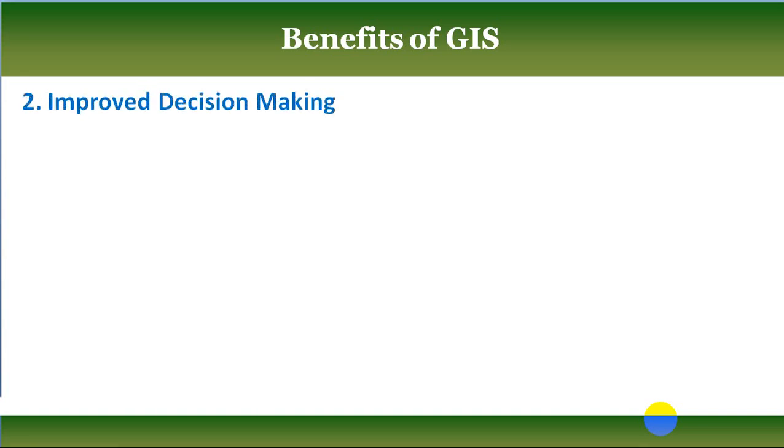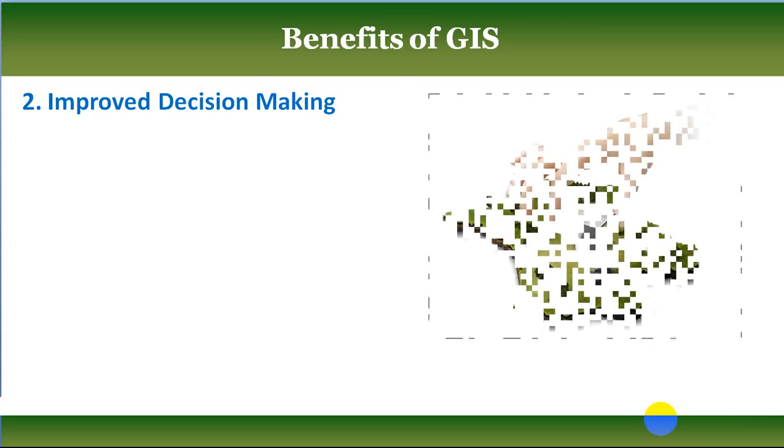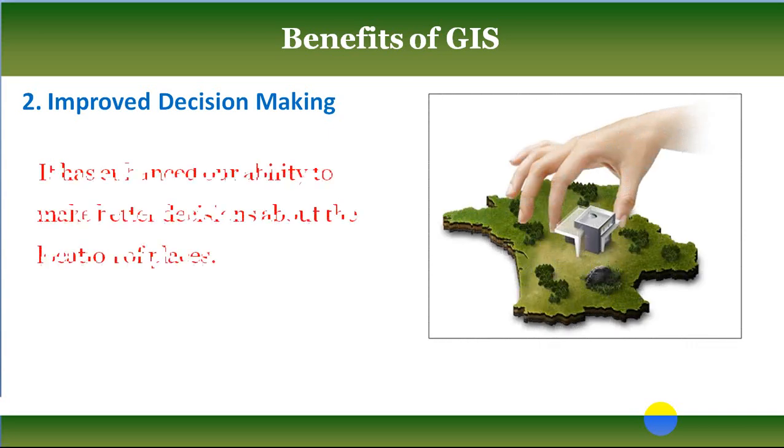Next one is improved decision making. GIS has led to better decision making nowadays. For making decisions in an improved way, in a timely manner, GIS can help you in a lot of ways. It has enhanced our ability to make better decisions about the location of places. Whenever we take any decision about the location of places, GIS is the ultimate way.